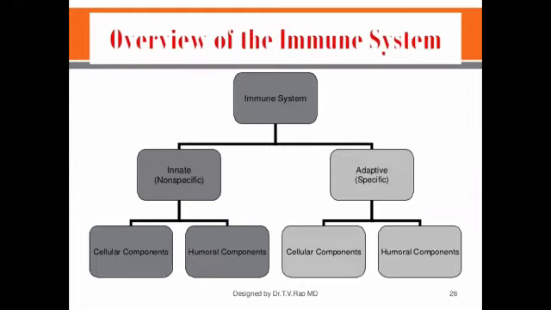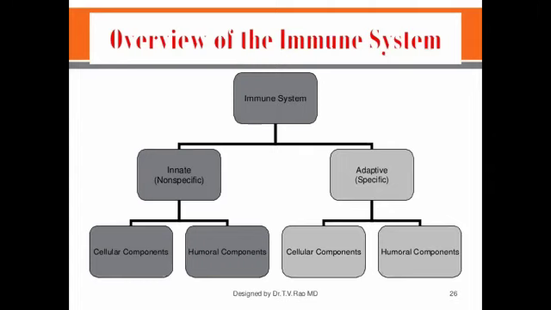Under the innate and adaptive immunity, students, there are two types of components: cellular components and humoral components. So these two components are there. First, what are the cellular components? First I am discussing the innate immunity.